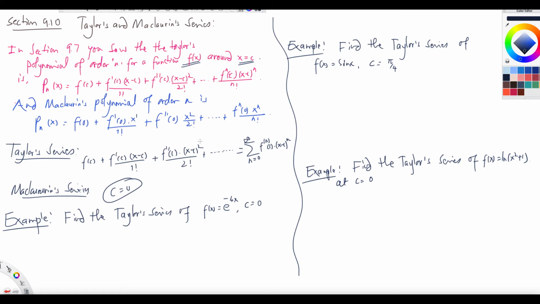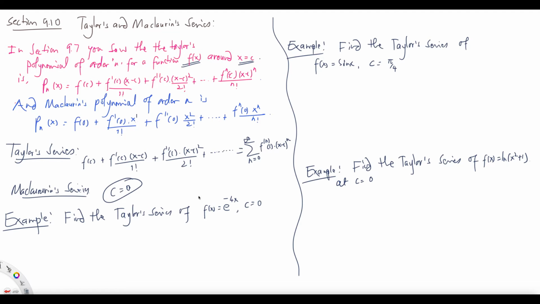That is the Taylor series, and the Maclaurin series is the same as the Taylor series, but we take c equals 0. So this is a special case of the Taylor series. When you take c equals 0 in the Taylor series, we get the Maclaurin series. So we will do some examples here, and I will give you a couple of examples of how to find the Taylor series and the Maclaurin series. Let us see first.